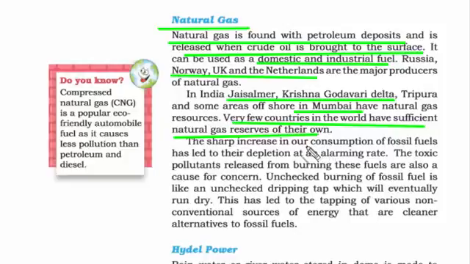So when we consume a lot of fossil fuel, there is a huge side effect. Because burning of fossil fuel leads to release of carbon, and when carbon content increases in the atmosphere, it creates a huge concern. Therefore, we are constantly looking for various non-conventional sources of energy that are cleaner.